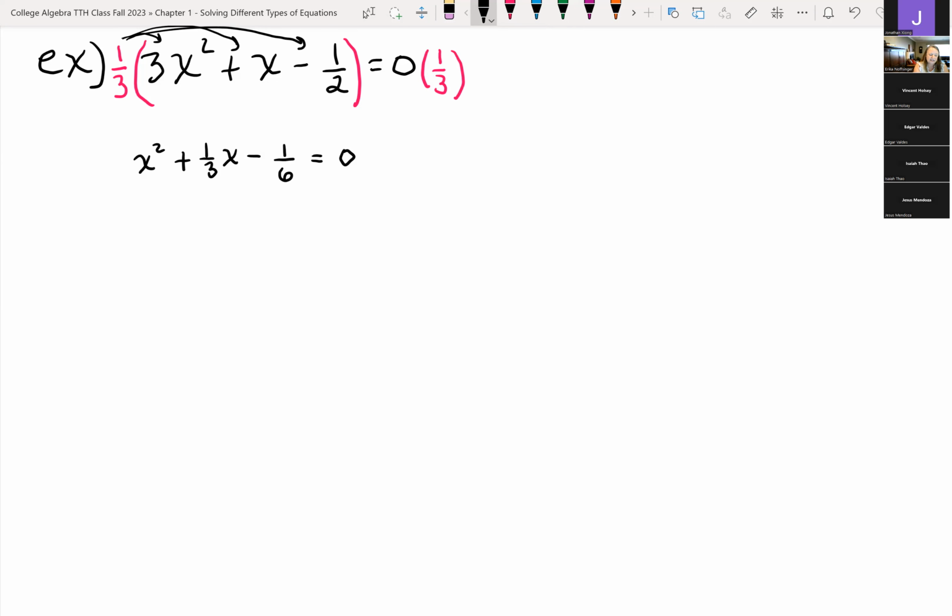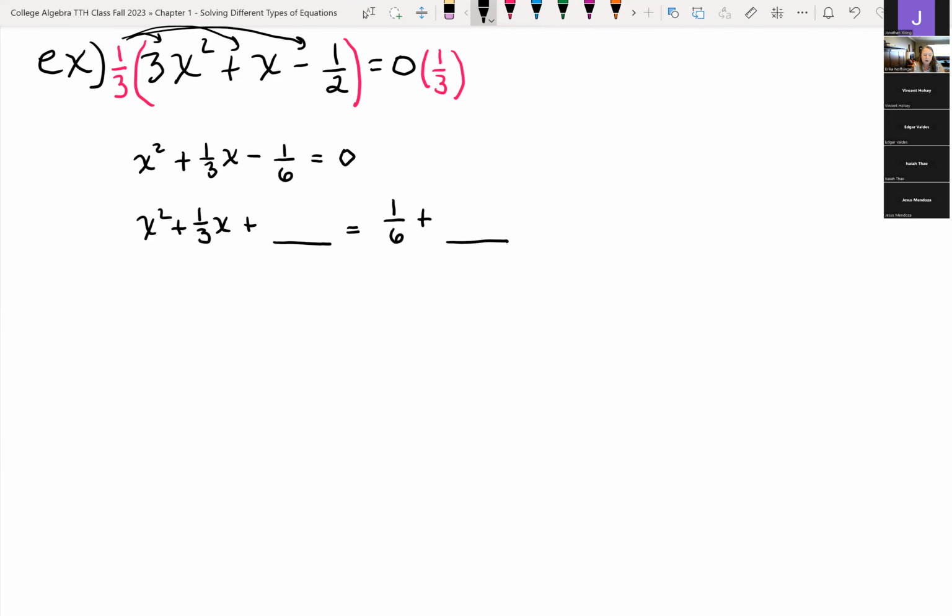We want to get the constant to the other side of the equal sign, so we can add 1/6 to both sides of the equal. So we have x squared plus 1/3 x. I'm going to leave a little space here, so plus, is equal to adding 1/6 to both sides, 1/6.